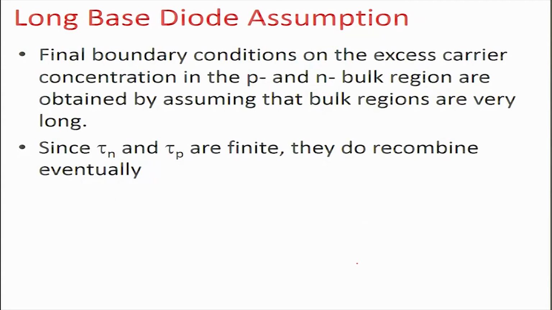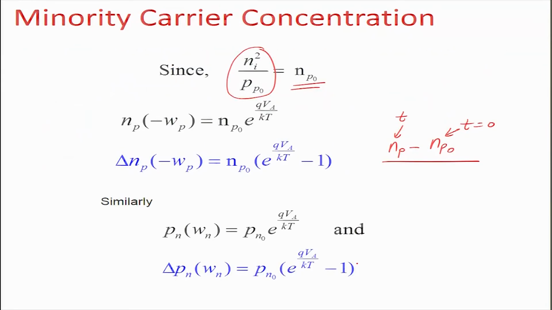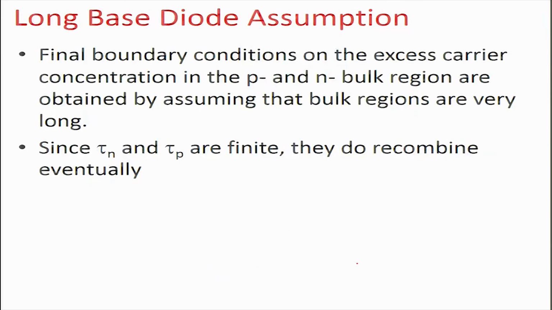Now moving forward, you now need to solve these equations to get the currents. Okay. So for that, first we make what we call the long base assumption condition. Long base diode assumption basically means that we need to get the final boundary conditions to solve.